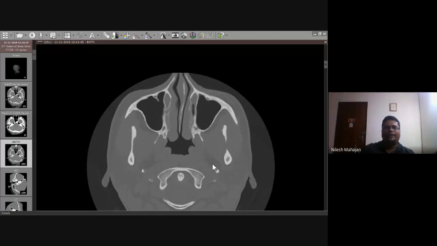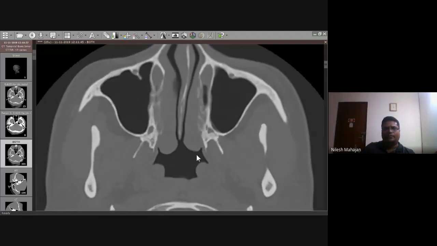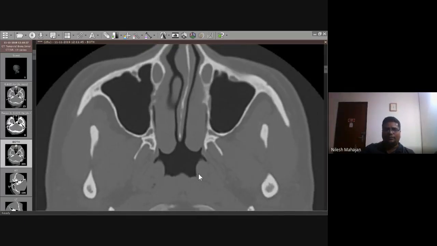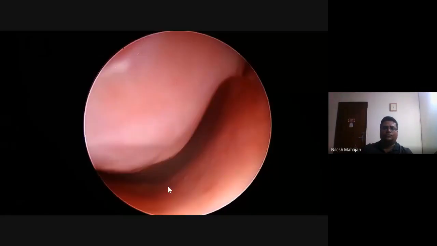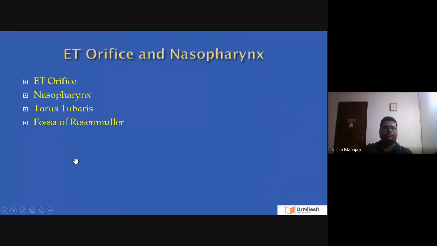So we saw here the eustachian tube orifice, torus tuberis, and the fossa of Rosenmuller. So all these four structures we have seen.